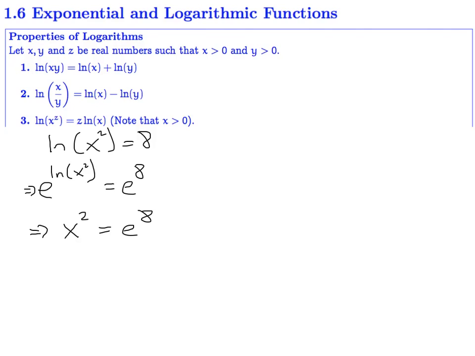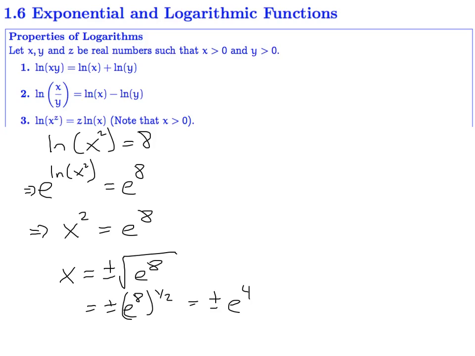And now here's the key thing: whenever you have x squared equals e to the 8th, what we need to remember is that there's going to be two answers. We need to write that x is equal to plus or minus the square root of e to the 8th. So this is plus or minus e to the 8th to the 1/2, and now what can we do with the exponents? Good, we multiply them, correct? Plus or minus e to the 4th. So we really have these two solutions here to this equation, not just one.